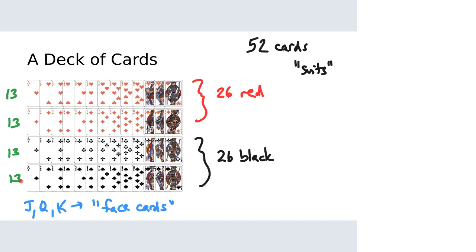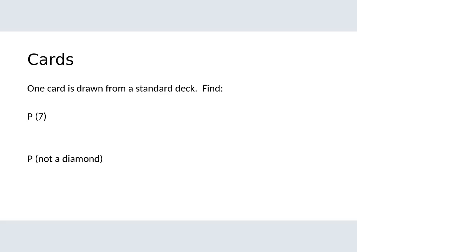Anybody have questions about the anatomy of a deck of cards before we start doing some questions that involve a deck of cards? Okay, very good. One card is drawn from a standard deck. Find the probability of getting a 7. Remember, that's what this notation means, the probability of getting the thing that's in parentheses. And so the probability of getting a 7.